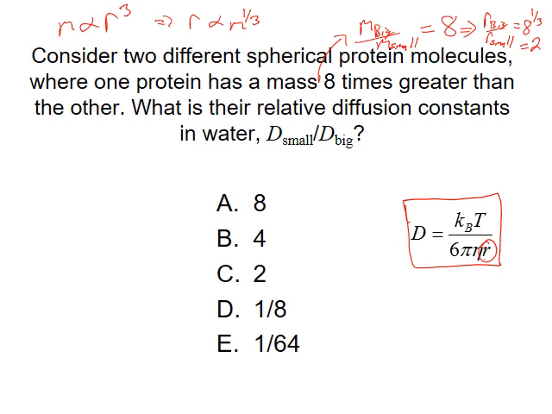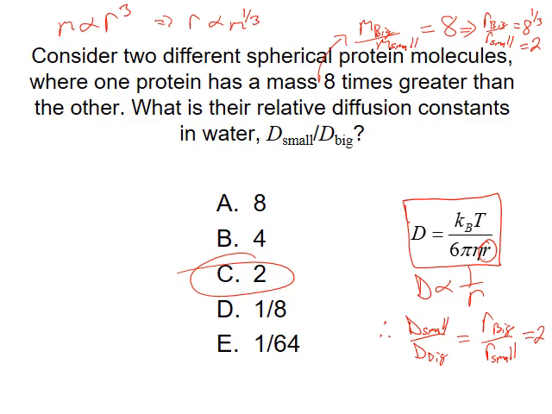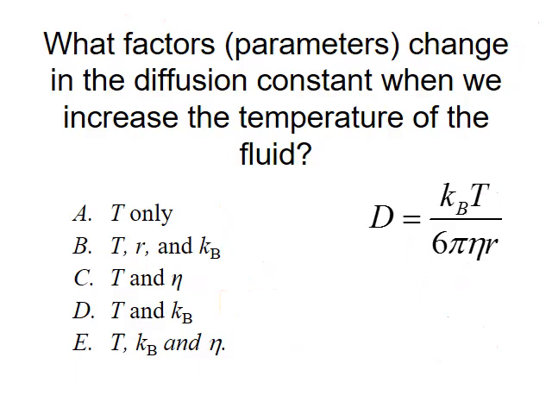So what is their relative diffusion constants? From the equation, the diffusion constant is inversely proportional to the radius. So the diffusion coefficient of the small one over the diffusion coefficient of the big one will be equal to the radius of the big one divided by the radius of the small one. And we already know that that is 2. So what's the relative diffusion constants in water? 2. Try to answer it yourself.